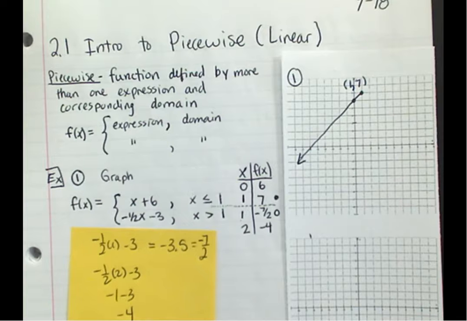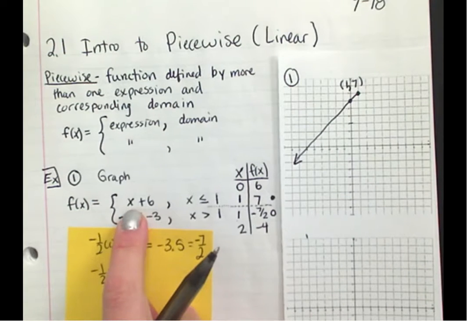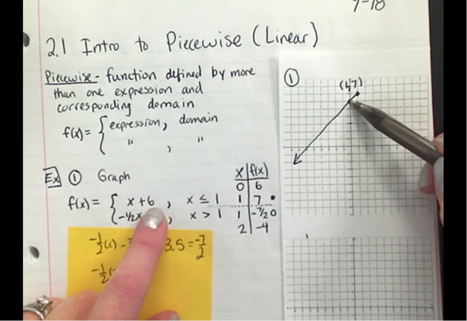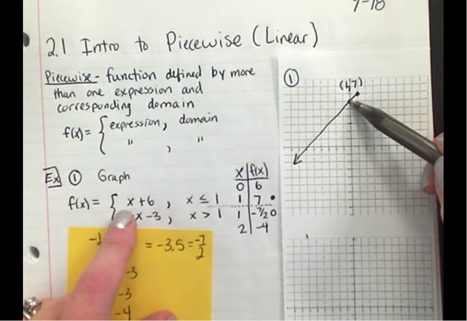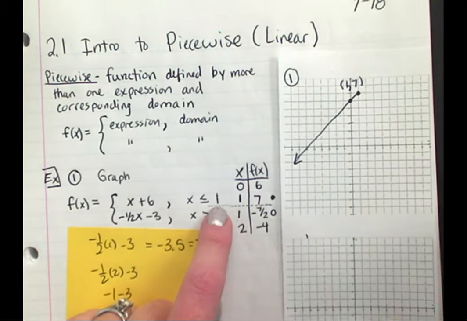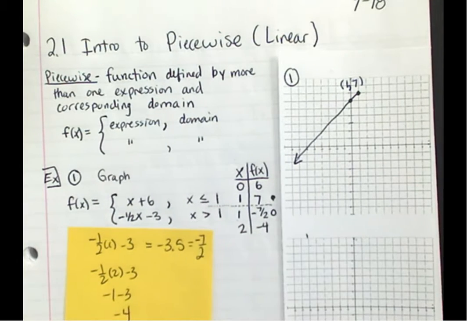Does the line, segment, or ray, because it has an arrow, that I just drew match x plus 6? Yeah, that's a y-intercept of 6 and a positive 1 slope. And the endpoint is at x equals 1 included. Yes, that's a piece of the graph. That is the first piece.